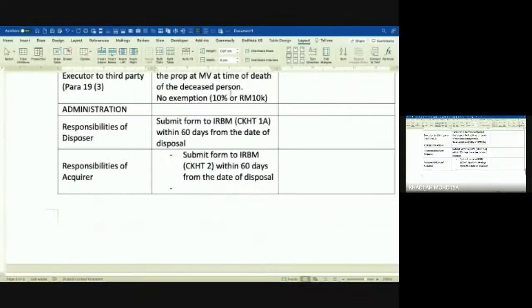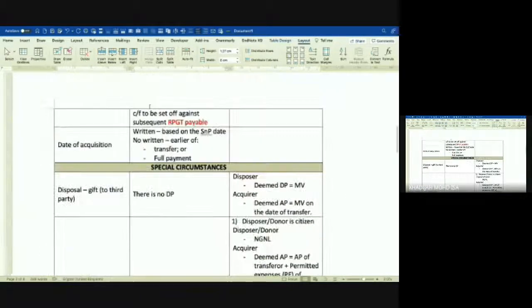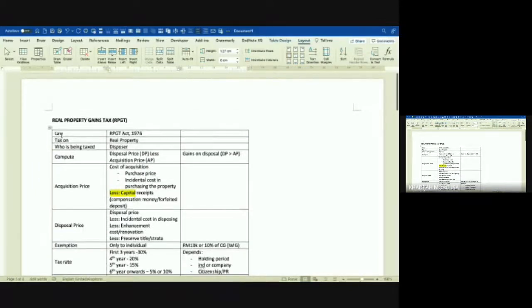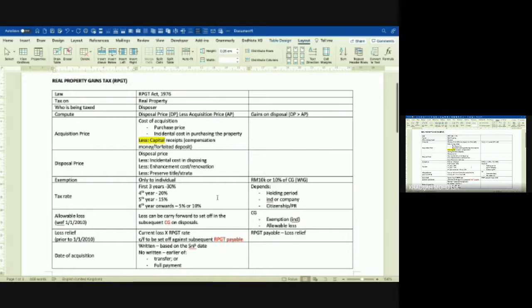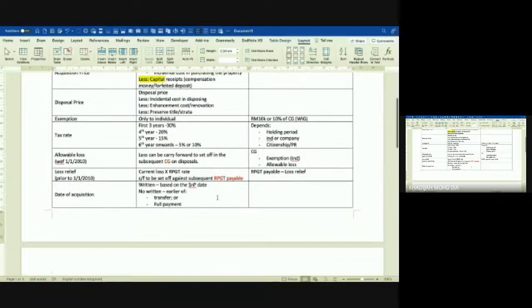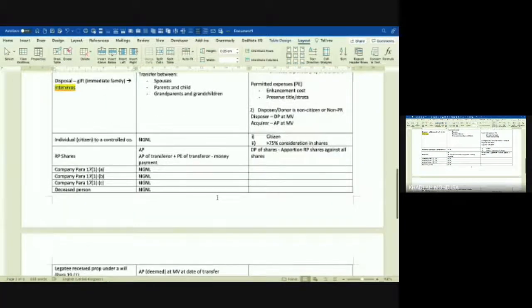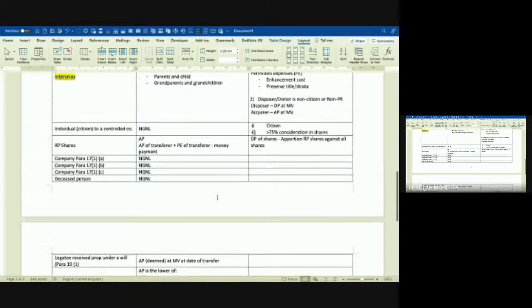So I will share this. I will look into this again. Right, so that looks better. I will share this in the Google Classroom, and if you think it is beneficial, it's good. Any question? So these are the theoretical part. Of course, you have to do the computation.